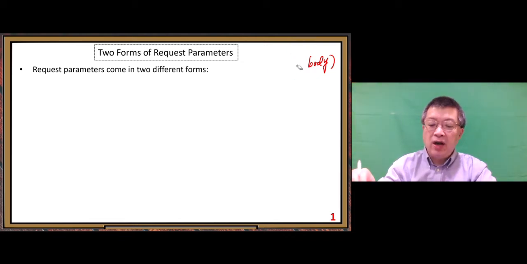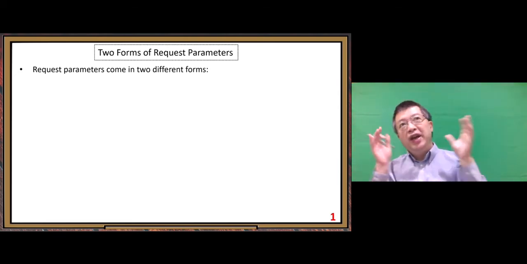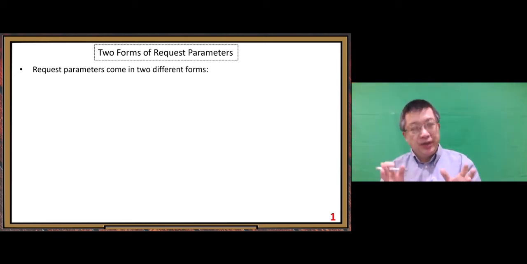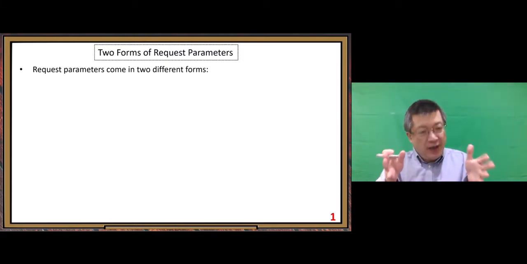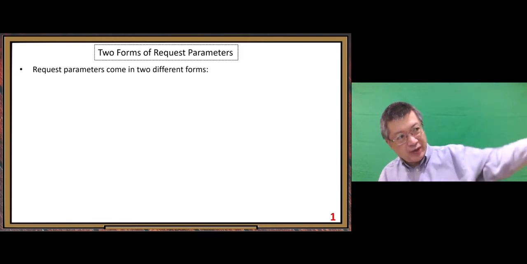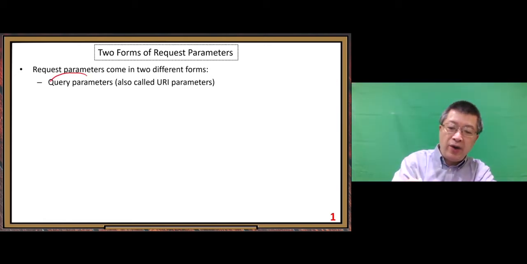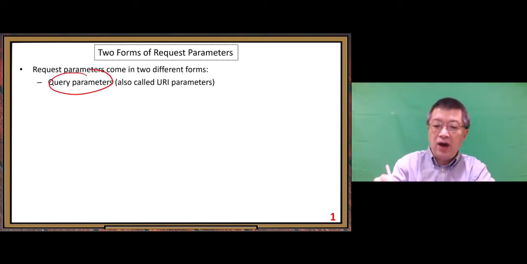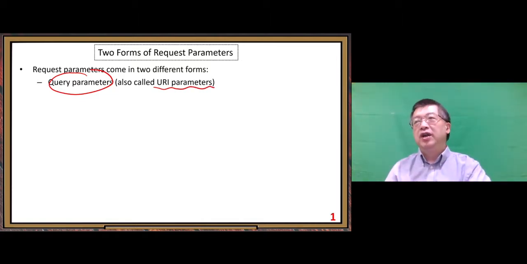Request parameters come in two different forms, coming into a servlet. So here we sit at the position of a servlet, and we write code at this servlet side. So we look at the data parameters that come into our servlet. The first form, we call it query parameters or URI parameters, or query string.